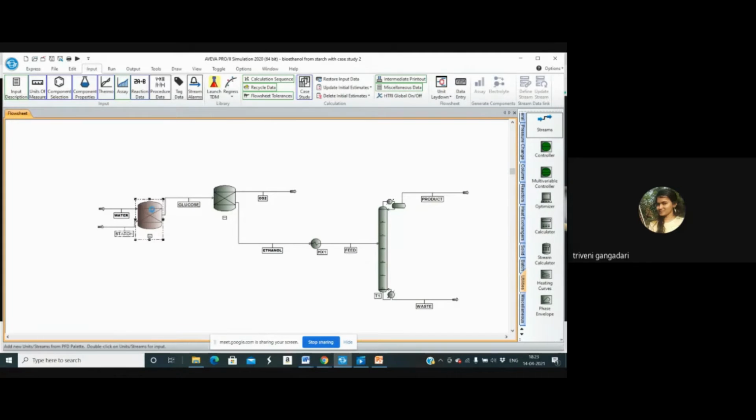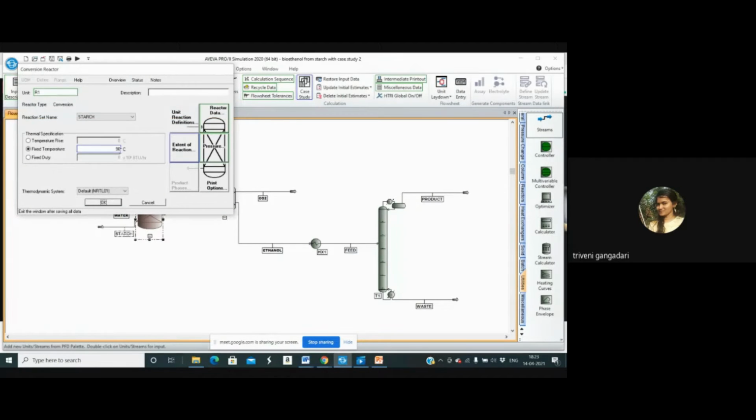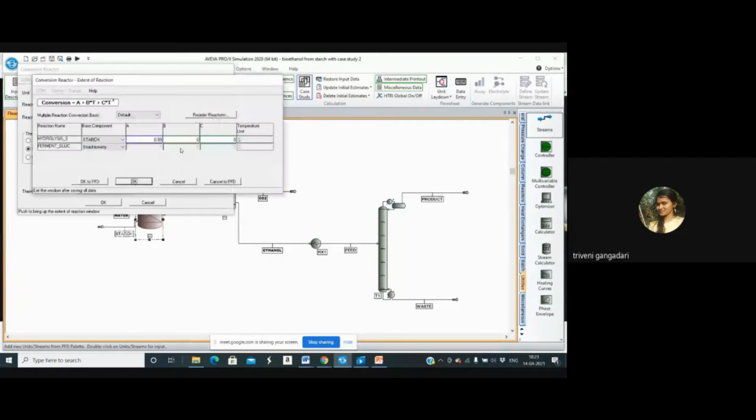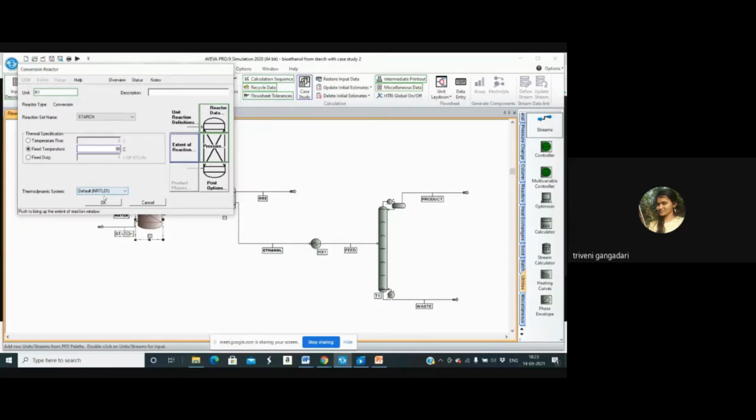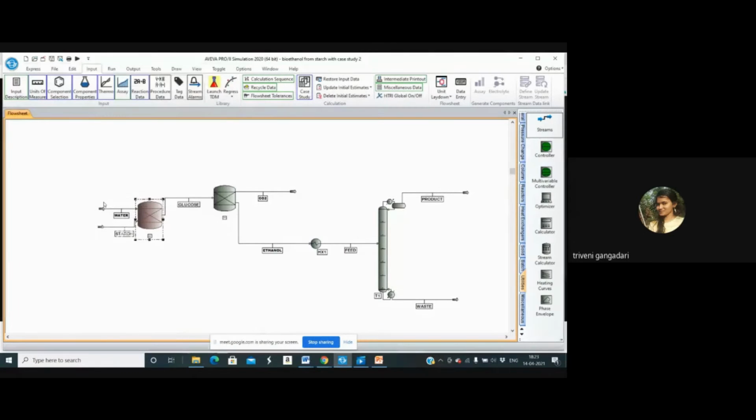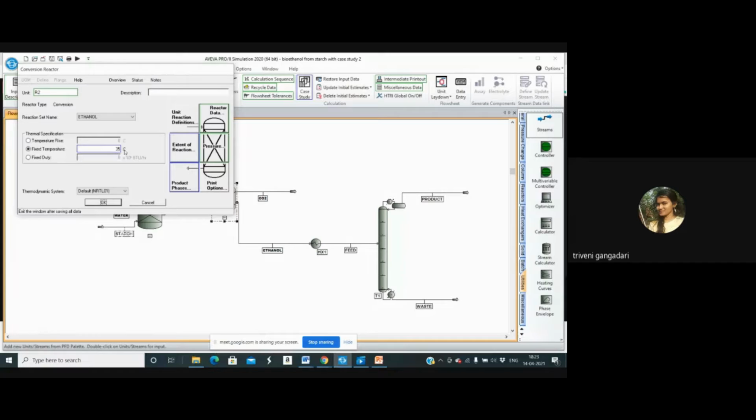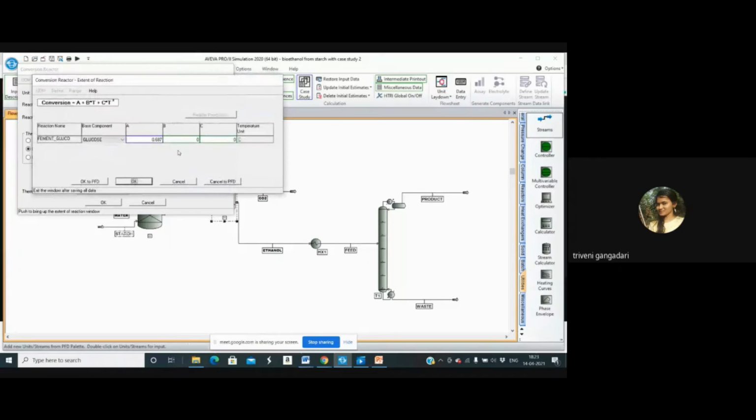The hydrolysis reaction occurs at a fixed temperature, that is 90 degrees Celsius, and the extent of reaction is 0.89. It means the conversion is 89%. These values, the conversion and the temperature, are taken from the literature. The glucose produced is fed to conversion reactor 2, where the fermentation of glucose takes place to give ethanol and CO2. The fermentation reaction occurs at a fixed temperature, that is 35 degrees Celsius, and the extent of reaction is 68.7%.